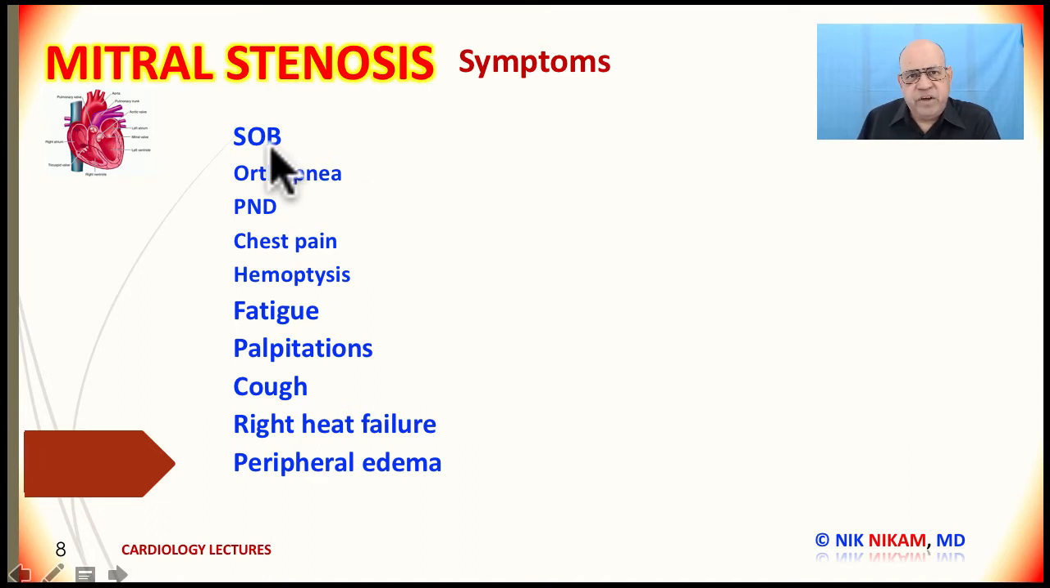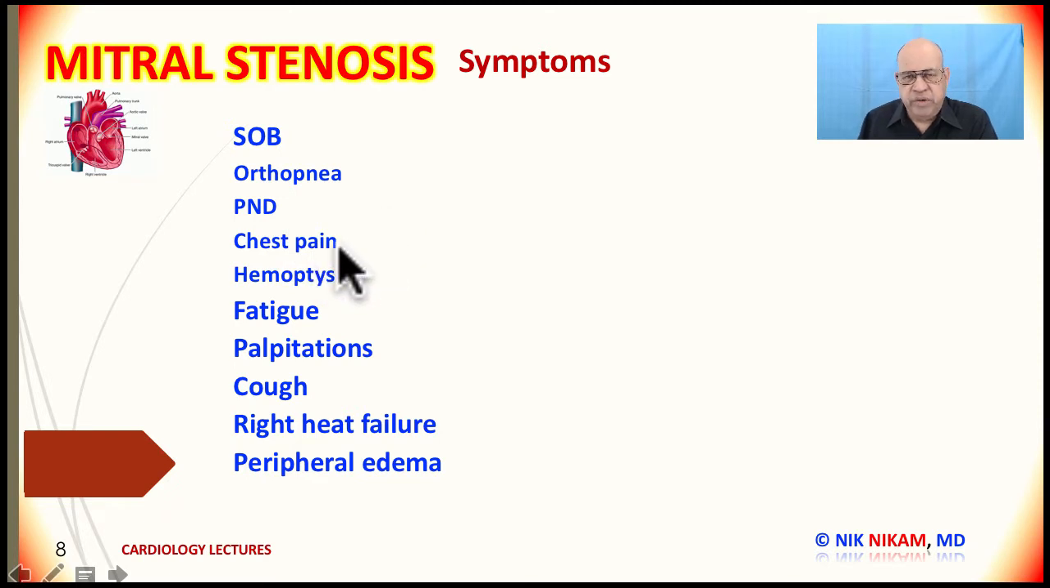Shortness of breath is because of increased pulmonary congestion and pulmonary hypertension. So this is one of the predominant symptoms of patients with mitral stenosis. These patients can also develop orthopnea and PND because of the back pressure built up into the pulmonary veins and into the pulmonary circulation that can produce orthopnea and paroxysmal nocturnal dyspnea.